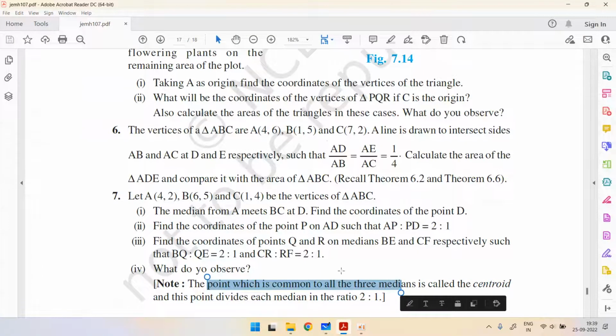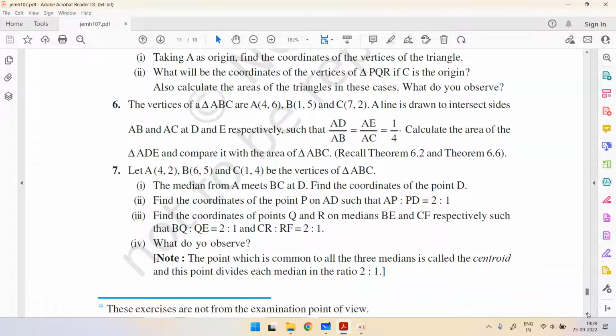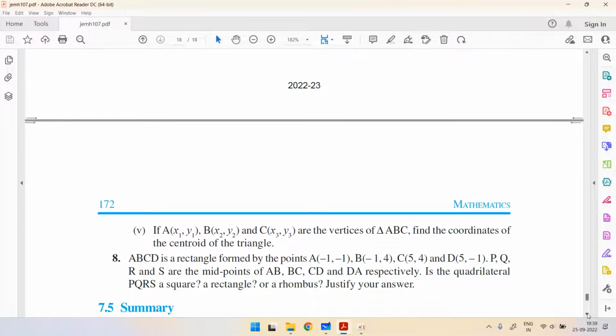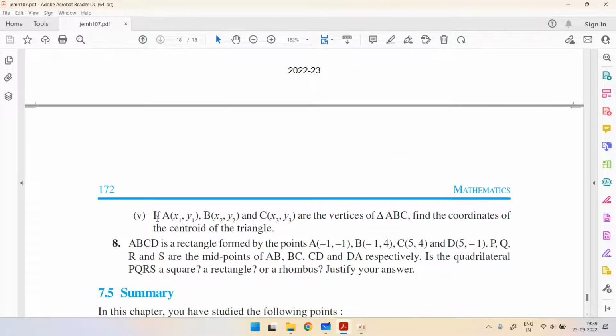They are also given as common to all three medians, the centroid, and this divides the median in the ratio 2:1, which is your answer. And what you observe is that the medians intersect at a common point. The fifth is, if A, B, and C are vertices of a triangle, there's one more part of this.